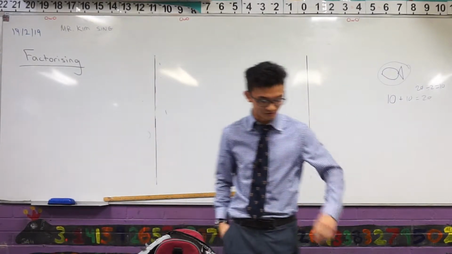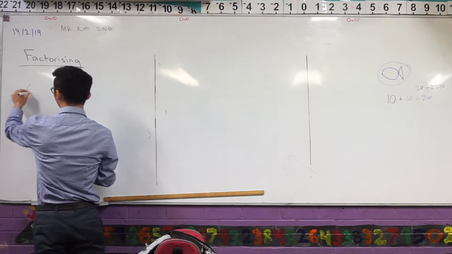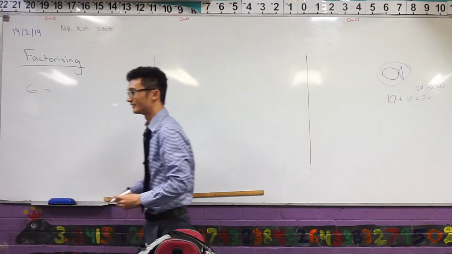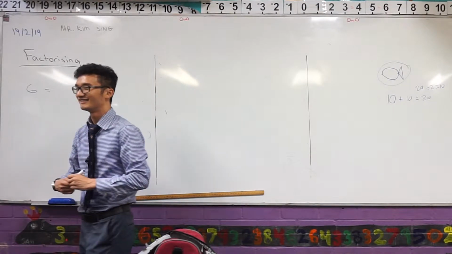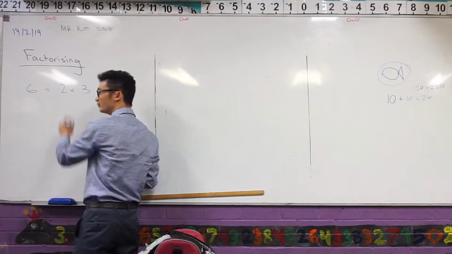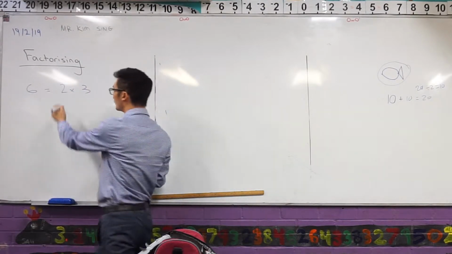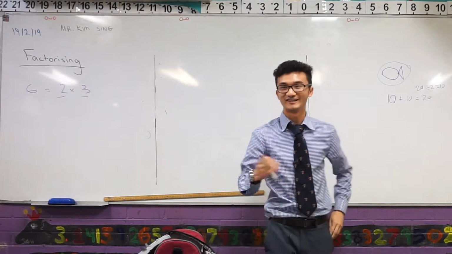What is a factor? What does it mean to be a factor of a number? A number that can be times with another number to make that number. Say that again. A number that can be broken up and multiplied together to get another number. Well done. I love that explanation.